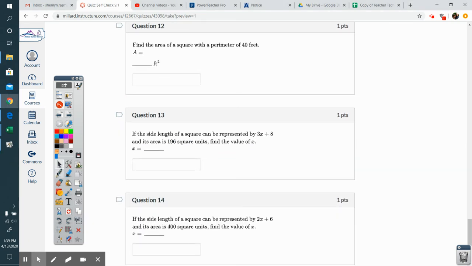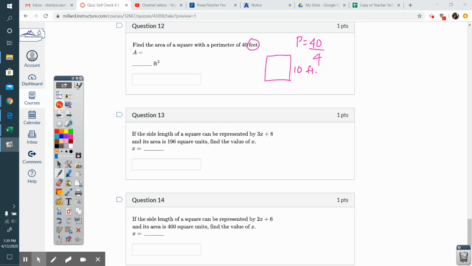Okay, number 12, find the area of a square with perimeter 40. So if the perimeter is 40, each side, because it's a square, is the same. So I divide that 40 by 4 to get one side. 40 divided by 4 is 10. And they do give the unit of measure, so that's why it's 10 feet.